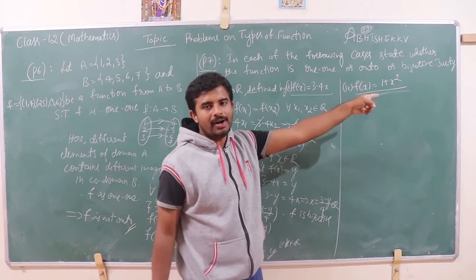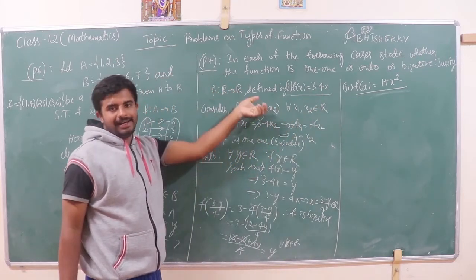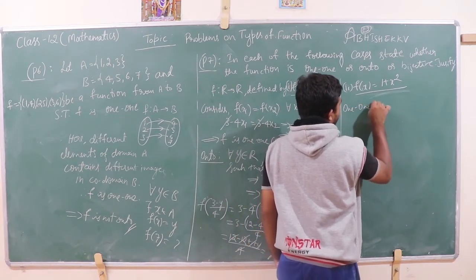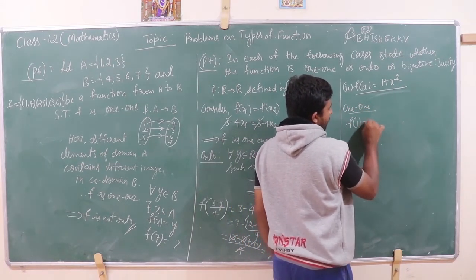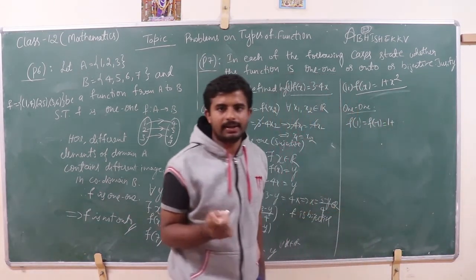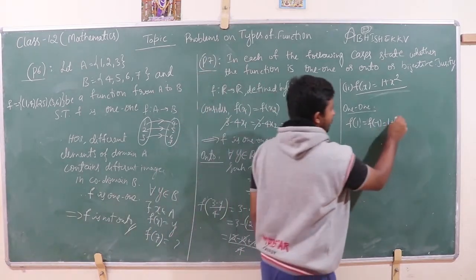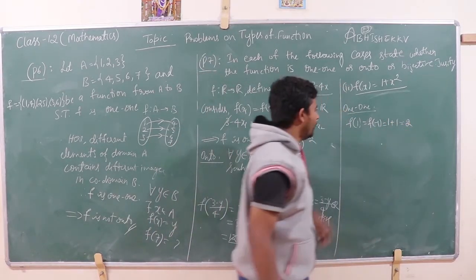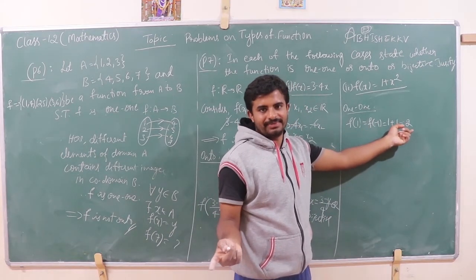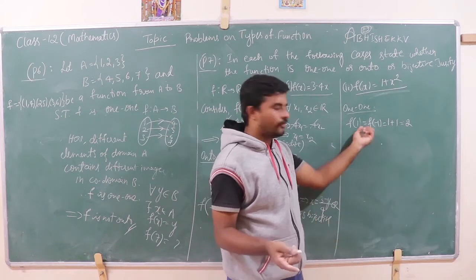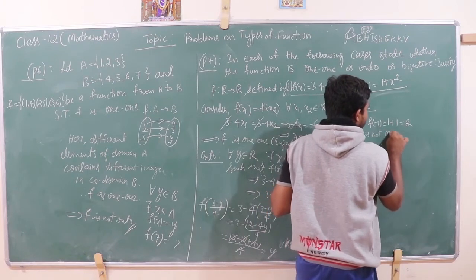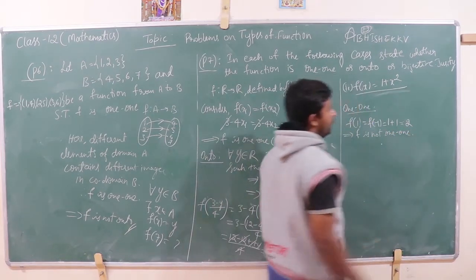f of x is equal to 1 plus x square, from real numbers to real numbers. Then for one-one, see here f of 1 is equal to f of minus 1. 1 plus (minus 1) whole square is 1 plus 1, which is 2. 1 plus (1) whole square is 1 plus 1, which is 2. Two distinct elements are getting the same image. Therefore, according to the definition, f is not one-one.